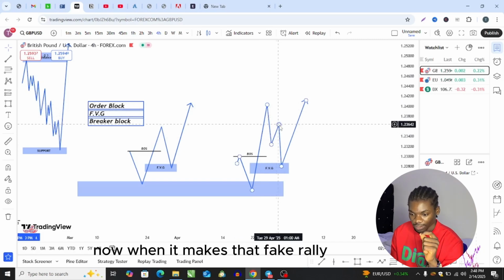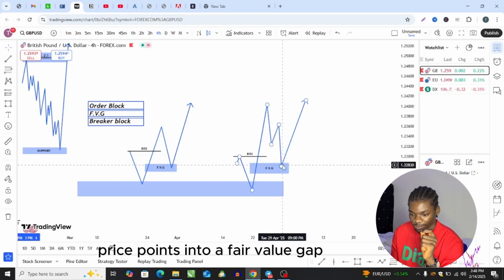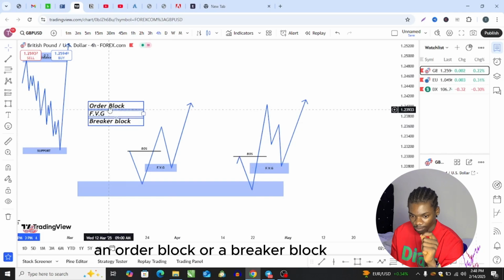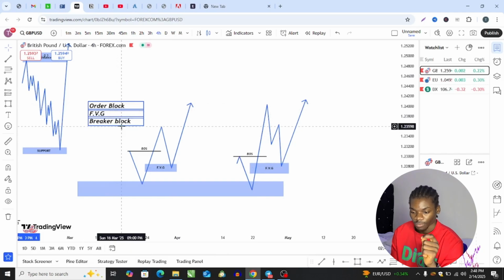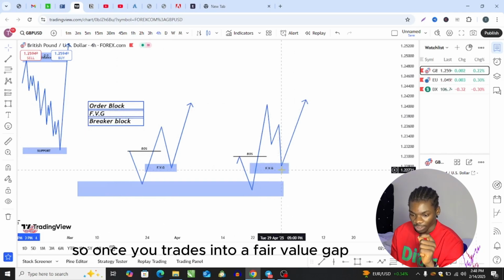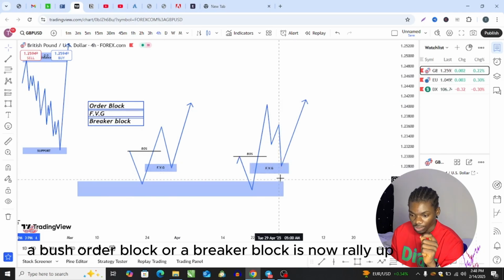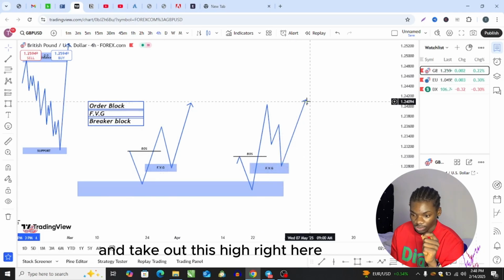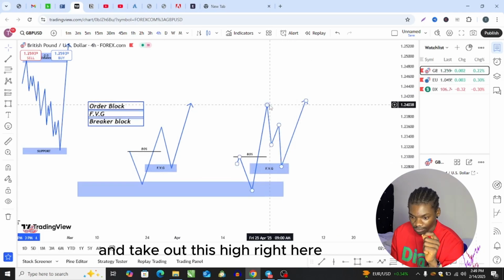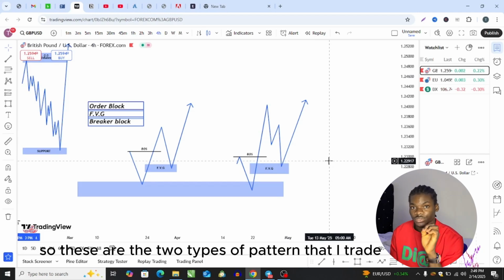Now when it makes that fake rally, it will then drop at a later price point into a fair value gap, an order block, or a breaker block. So once it trades into a fair value gap, a bullish order block, or a breaker block, it will now rally up and take out this high right here. So these are the two types of pattern that I trade.